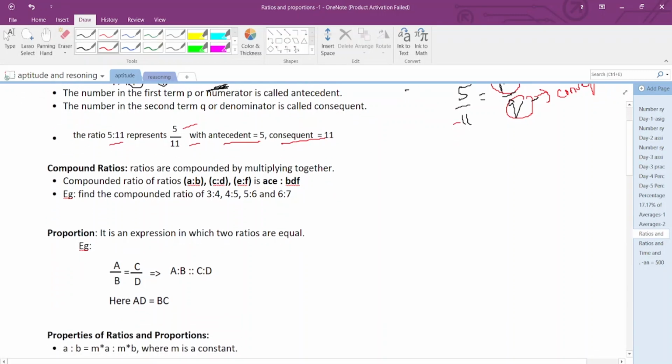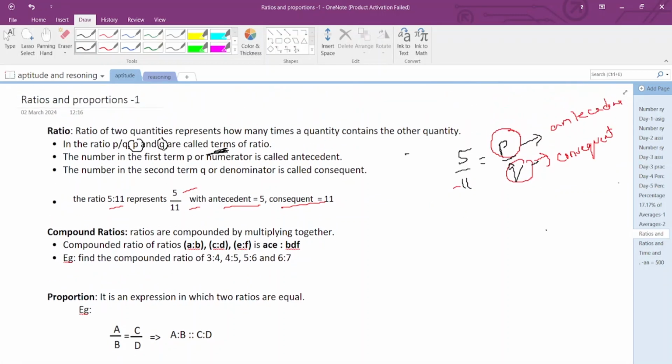So what are compound ratios actually? Let's suppose they give a question with 3 kinds of ratios: a:b, c:d, and e:f. There are 3 kinds of ratios here. So what is a compound ratio? A compound ratio is nothing but multiplying the ratios together. Ratios are compounded by multiplying together.